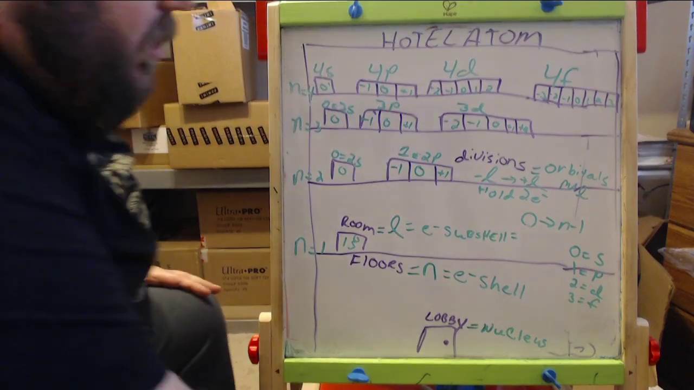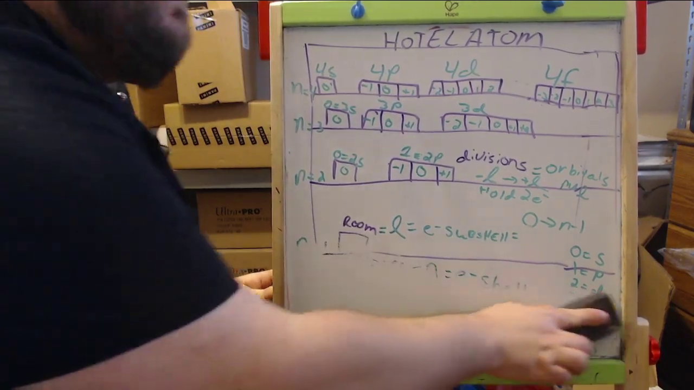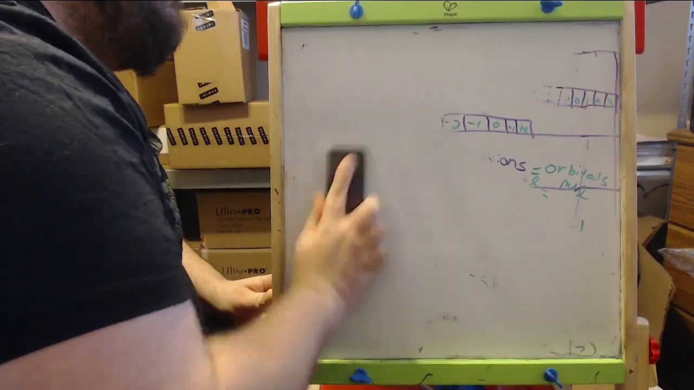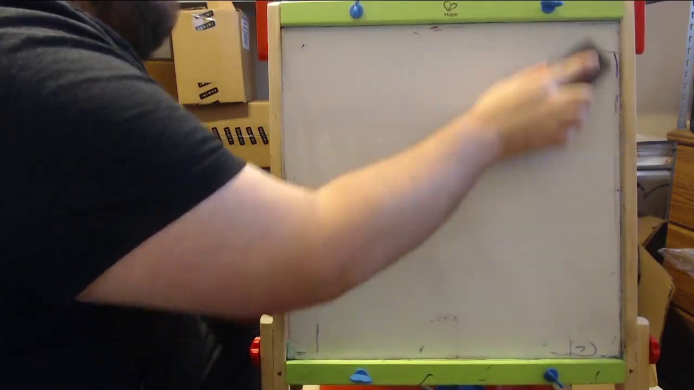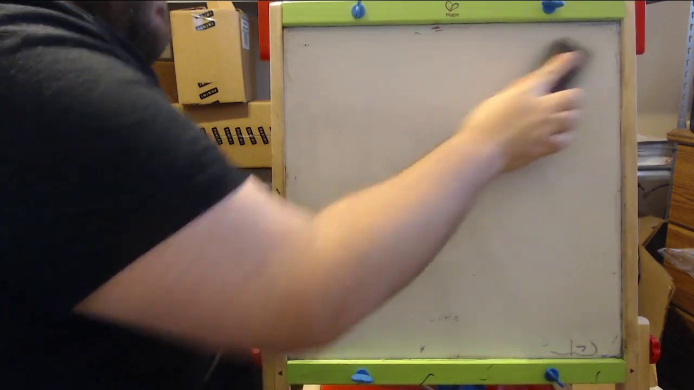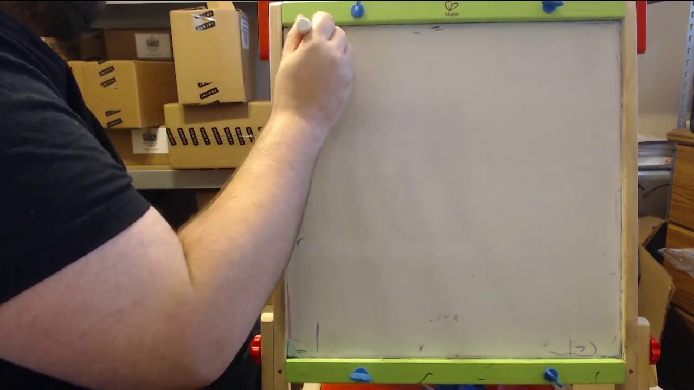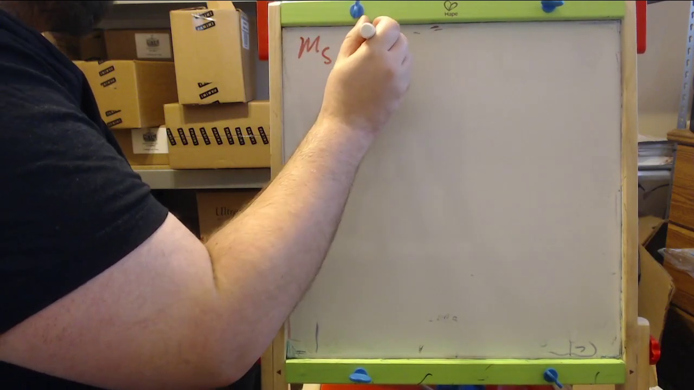There's one more quantum number out there, and it's known as ms. And ms is just spin of an electron, how an electron's spinning. And the 4th quantum number, ms, the only options are +0.5 and -0.5.